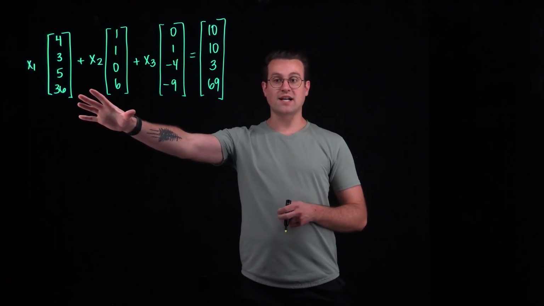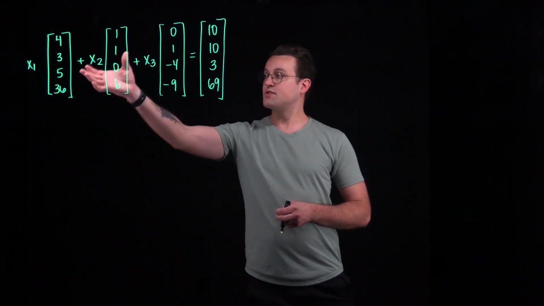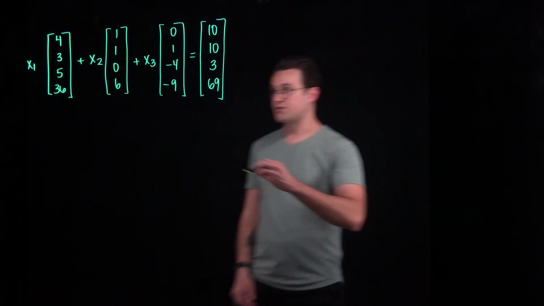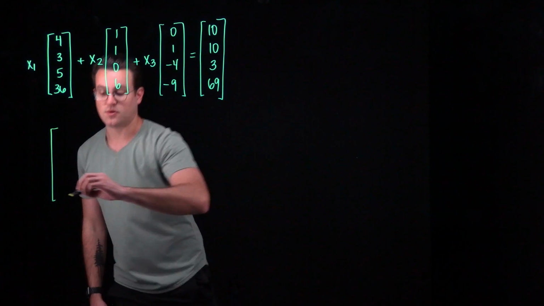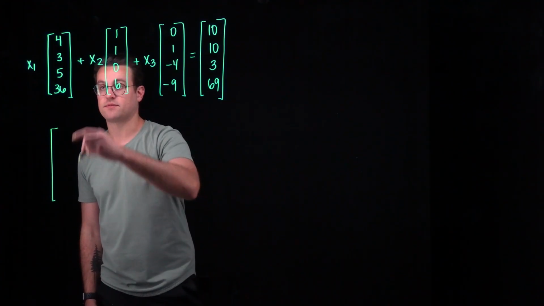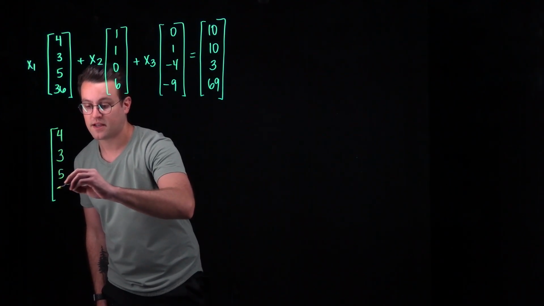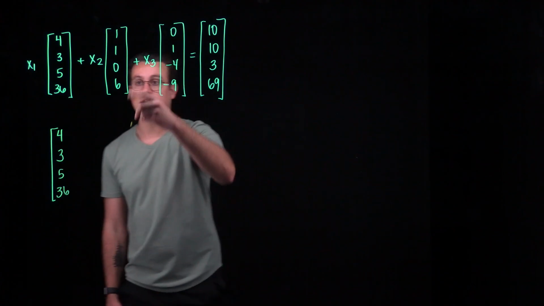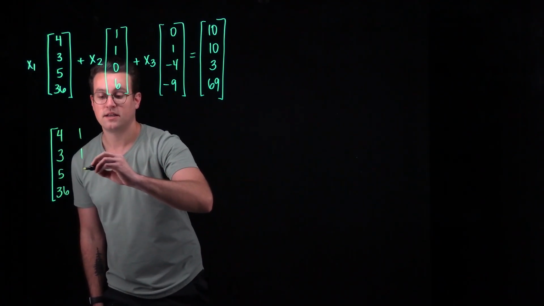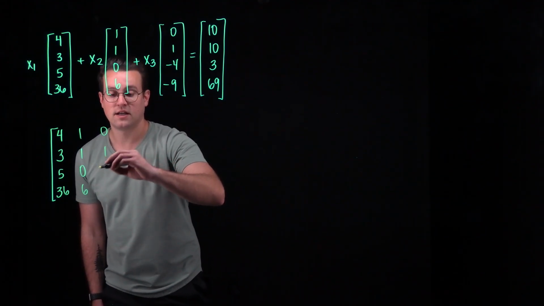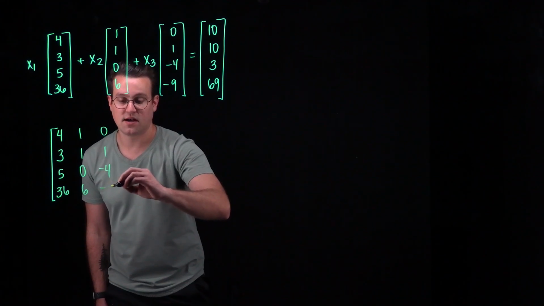I want to start by writing this as an augmented matrix. As usual, the vectors in our vector equation become the columns of our augmented matrix. Okay, so I'll have my augmented matrix going from top to bottom. We have 4, 3, 5, and 36. Then my second column, 1, 1, 0, 6. And then 0, 1, -4, -9.